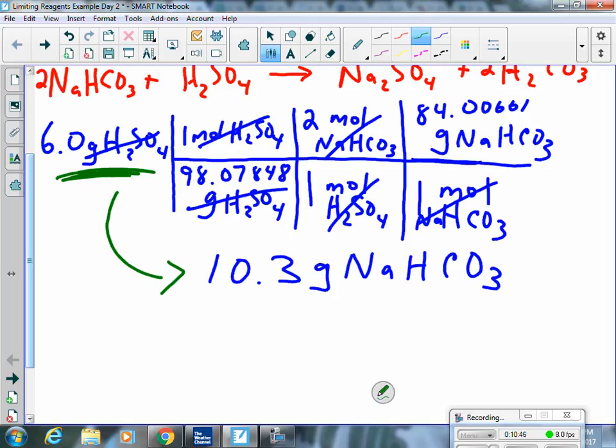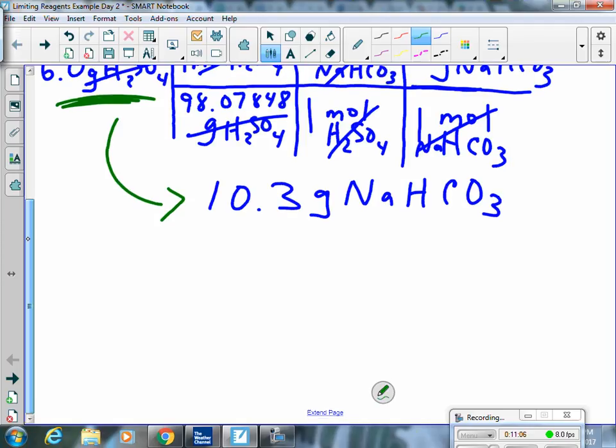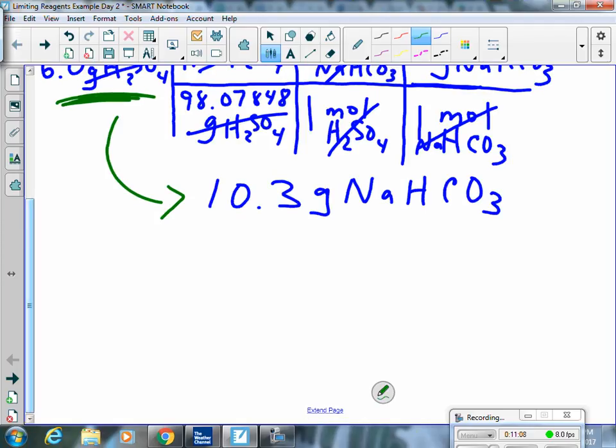Okay. Now, does that have anything to do with the problem? I'm not done yet, am I? I've just got to know which one I use to do my mass to get the sodium sulfate. So which one am I going to use? Sulfuric acid, because it limits it. What if I would use sodium bicarbonate? I would get way too big of a number, right? Because not all of that sodium bicarbonate was used up, was it?